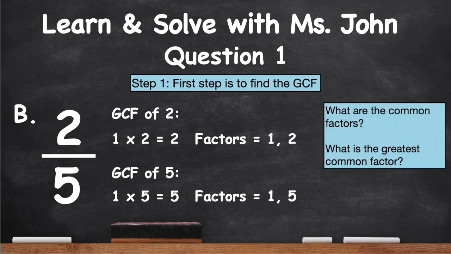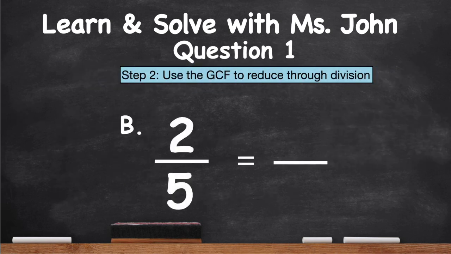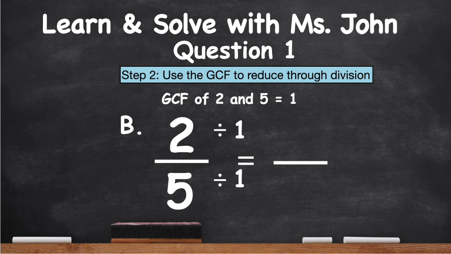So now we're going to look at what are the common factors. For both 2 and 5, the common factor is 1. And then now we have to say what is the greatest common factor, and the highest common factor is still 1. So now we're going to do step number 2, which is use the GCF to reduce through division. The GCF for 2 and 5 is 1. So we're going to divide both the top and bottom by 1. So 2 divided by 1 equals 2. 5 divided by 1 equals 5.